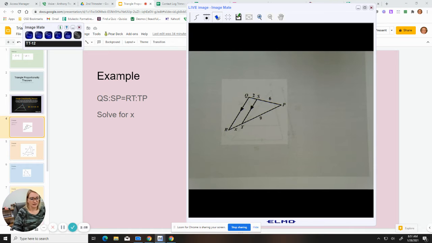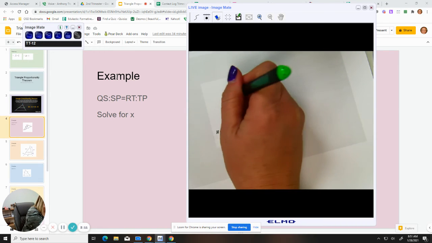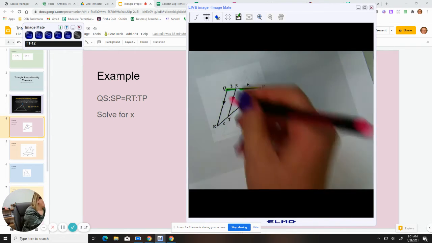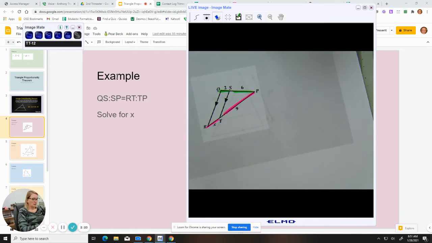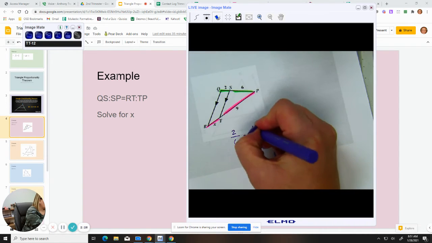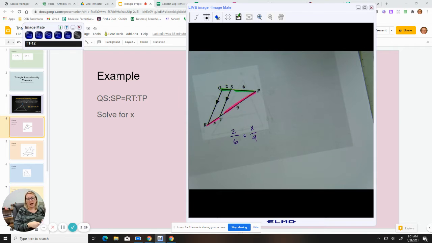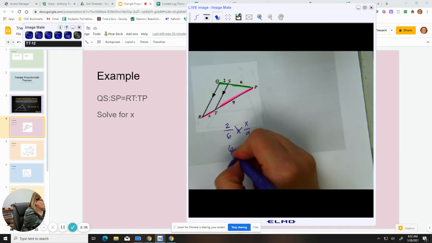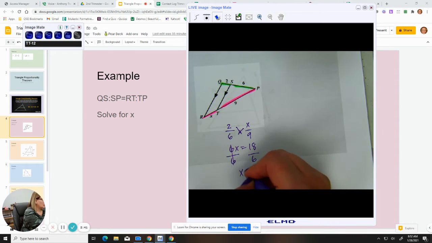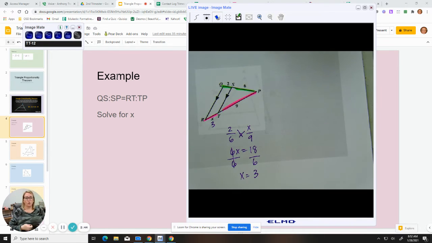All right, so basically it is saying that this side and this side are proportional to this side and this side. So to set that up, we would say 2 to 6, x to 9, and now we have our proportion, and now we're going to cross multiply and solve it. So we have 6 times x, which is 6x, 2 times 9, which is 18, divide by 6, and we get 3. So we're saying that this part of that proportion is 3, okay?